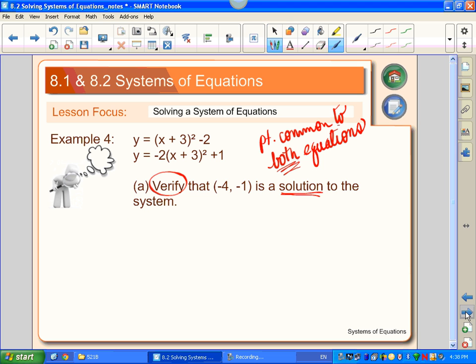So let's start with the first one. We have y is equal to (x + 3) all squared minus 2. And remember, this is our point, and x is -4. Now, I am not using an equals because we're verifying. I don't really know if it's equal until the end. So what I tend to do is treat this equation as a left-hand side and a right-hand side. And then at the end, we'll be able to determine if it is equal or not.